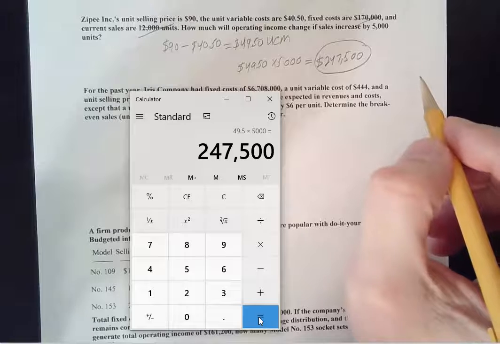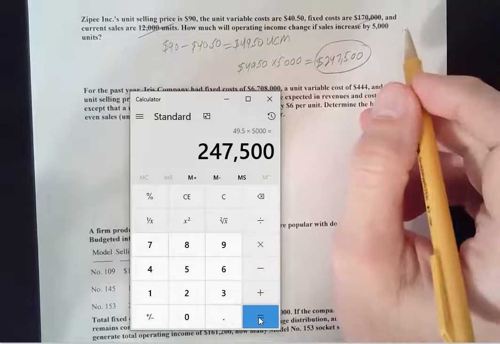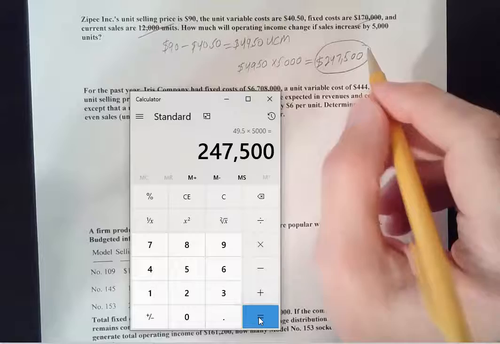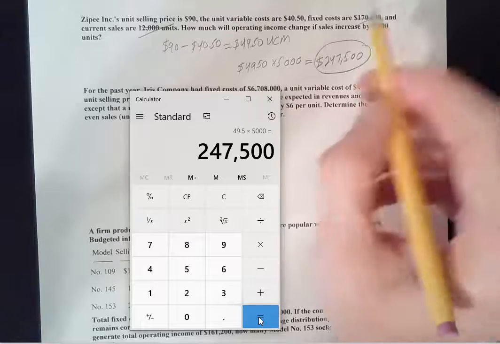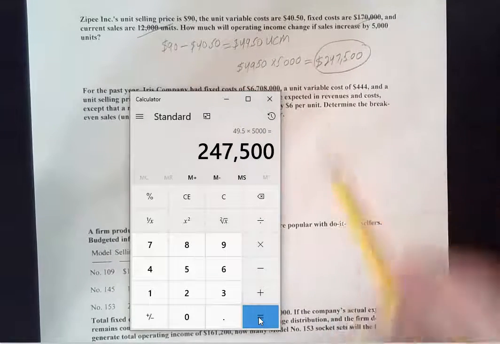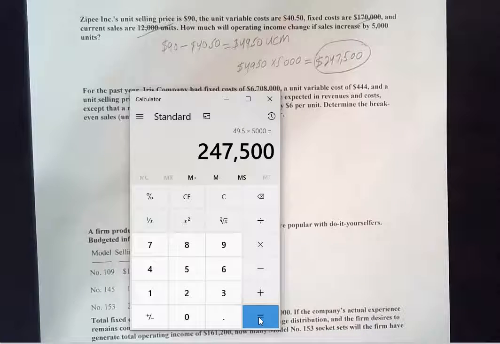Okay, I haven't calculated this, but it looks like they probably would have had a profit because fixed costs were only 170,000 and they were selling 12,000 units. But even if they had been at a loss due to fixed costs, let's say fixed costs were $500,000 instead of 170,000, that would not change our answer. Our answer would still be 247,500.